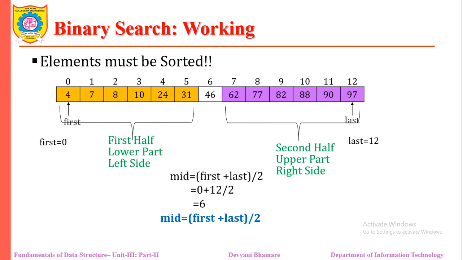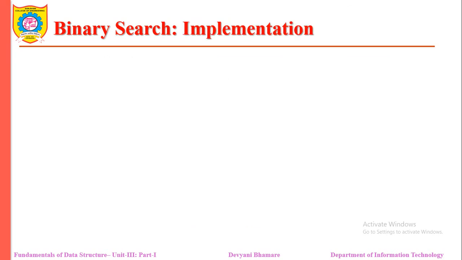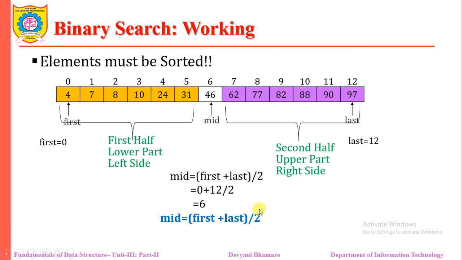In this case, the mid is 46, at index 6. If we are looking for the element 82, we compare: 82 is greater than 46. Yes, so the element is present in the second half of our array. And if we are looking for the element 30, we compare: is 30 less than 46? Yes, so the element is definitely present on the left-hand side of 46, because all the elements are sorted.